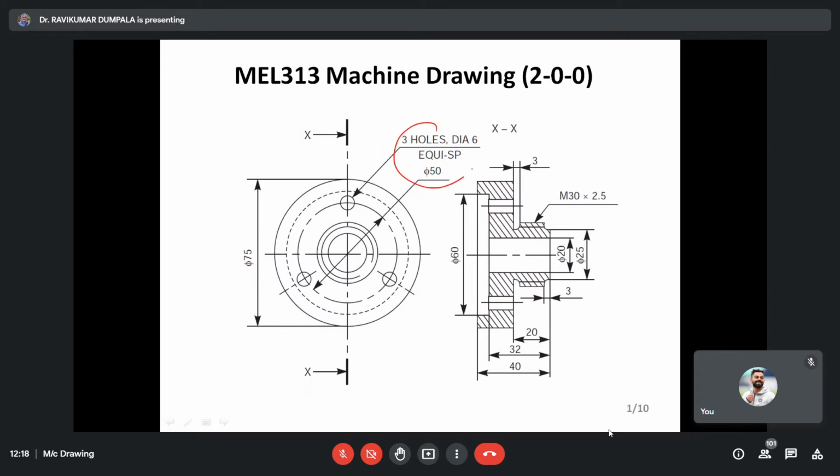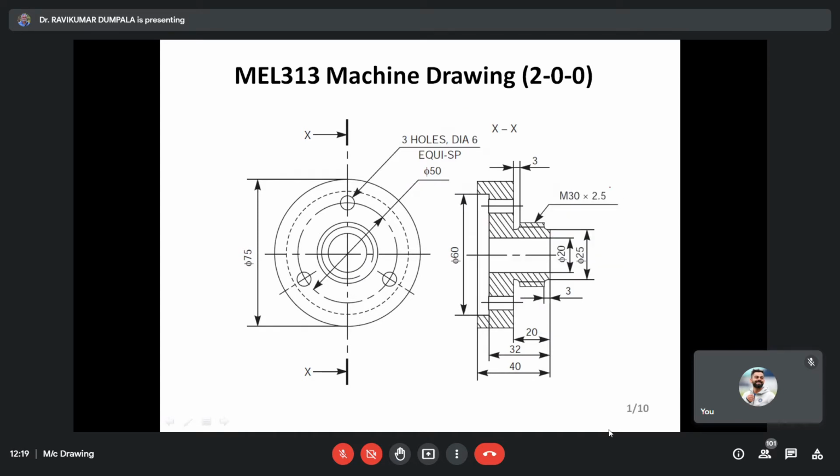The other difference is you write this: holes, 3 holes, dia 6, equispaced. Generally in engineering drawing, you don't draw these things. You just keep the dimensions. But here you will be adding other features, fillets, and any chamfer if there is a functional requirement, and you represent those things. So there is a main difference between engineering drawing and machine drawing, especially when you're drawing the orthographic projection. I'm talking only about orthographic projection.